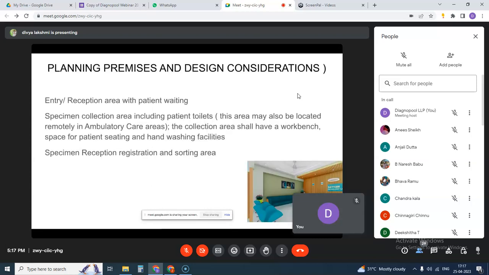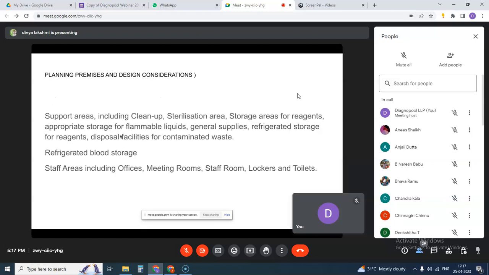But certain things which have to be considered are: you should consider a separate area for a reception area and specimen collection area, including the patient's toilet. The collection area shall have a workbench, space for the patient seating and hand washing facilities. Specimen reception, registration and sorting out area.